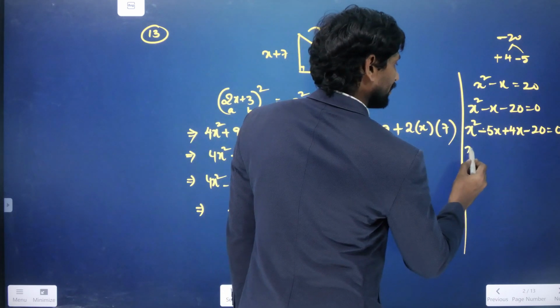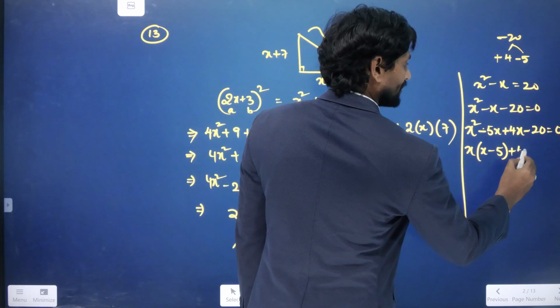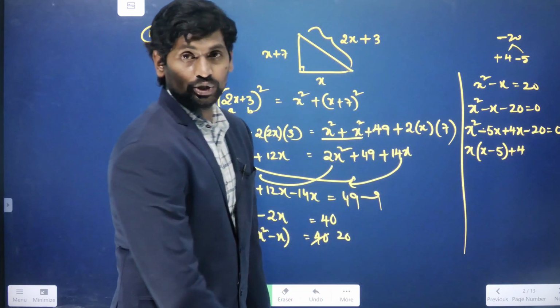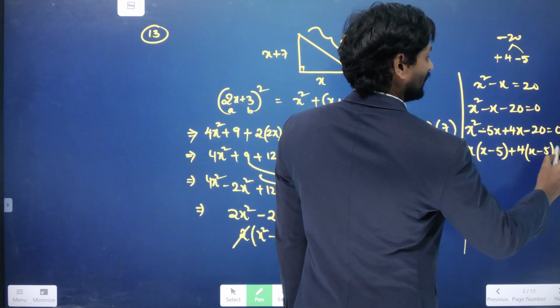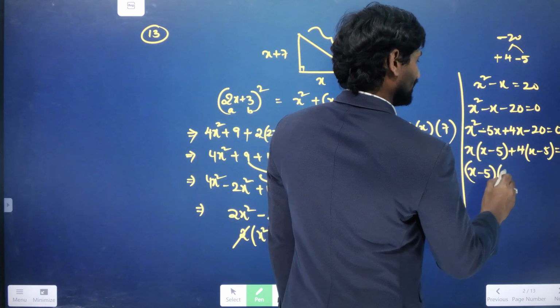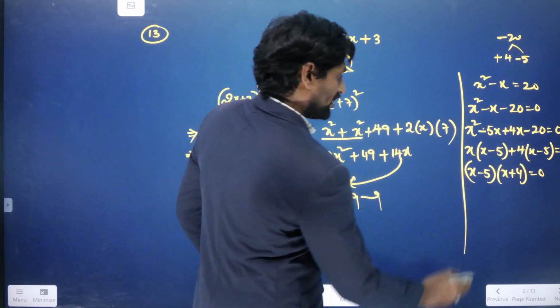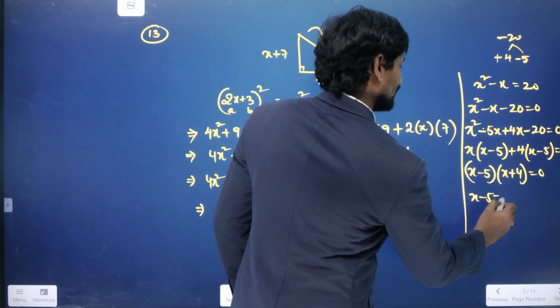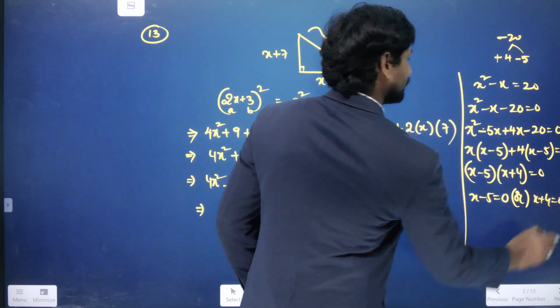Take x as a common factor: x into (x minus 5), plus 4 as a common factor from the last two terms, again (x minus 5) equals 0. Take (x minus 5) as a common factor, still (x plus 4) remains, that is equal to 0. So from this, x minus 5 is equal to 0 or x plus 4 is equal to 0.